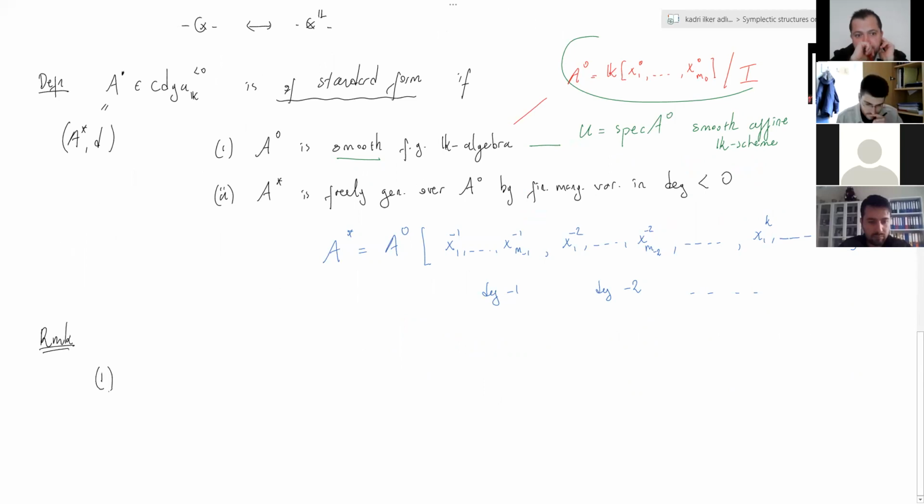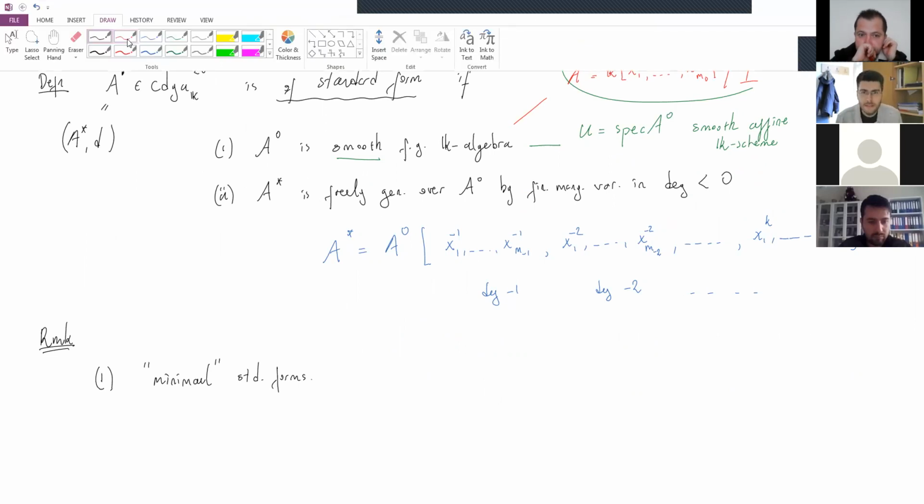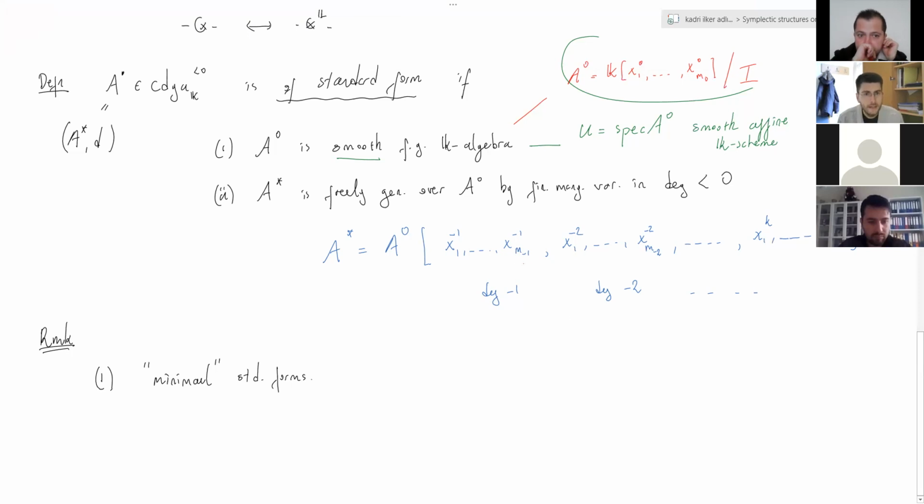But we have a remark. In general, what we want in practice is some kind of minimality, minimal standard forms. Okay, we are interested in minimal standard forms, but what does it mean? You can easily guess. It means that each mi here, the number of variables in each degree, is taken to be the least possible number.